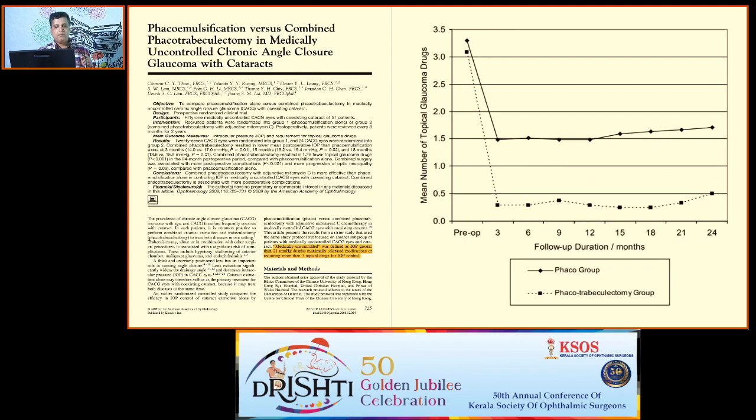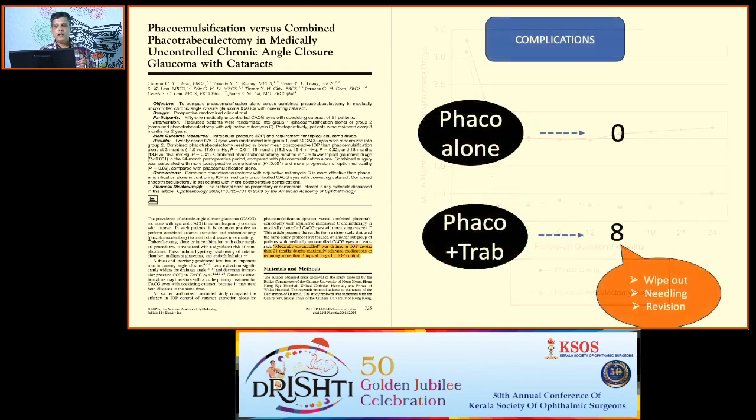In the phaco trab group, with practically no medications, you could get low target pressures. But in the phaco alone group, you will require some degree of medications to keep the pressures under control. The phaco alone group had no reported complications, because they reported PCO as a complication, which I'm not even including here. But the phaco plus trab group had complications that included minor things like needling and major things like wipeout in 2 patients and revision in 1.